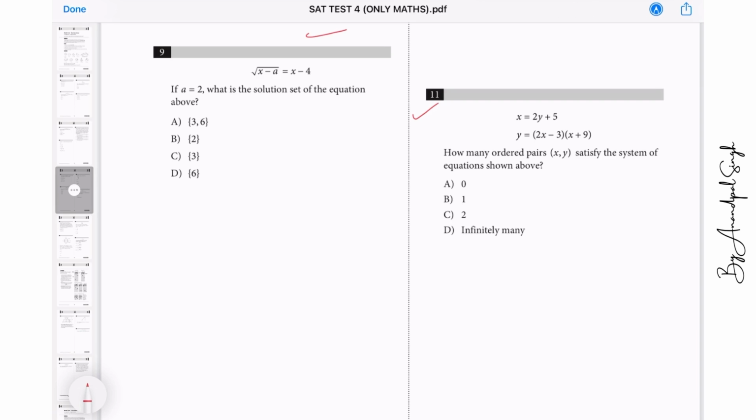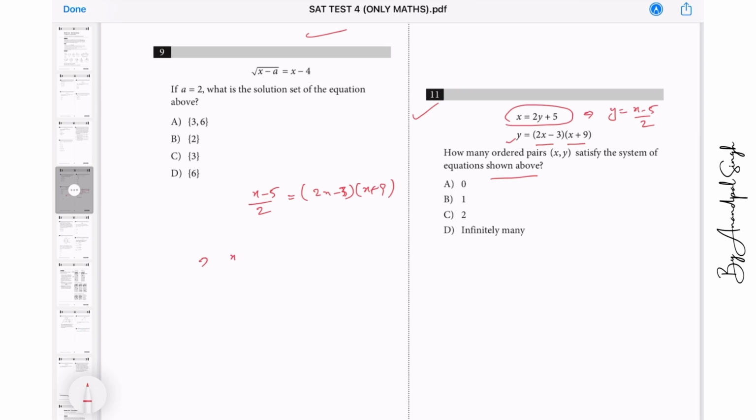So this question says: if x equals 2y plus 5 and y equals 2x minus 3 times x plus 9, how many ordered pairs satisfy the system of equations shown above? Here, if I observe carefully, in place of y, I can just extract a value from here. What is y over here? y is given as (x minus 5) over 2. So in place of this y, I put (x minus 5) over 2 equals 2x minus 3 times x plus 9.